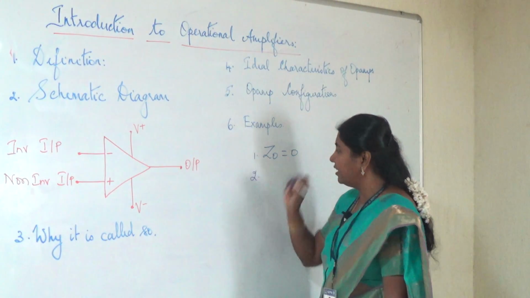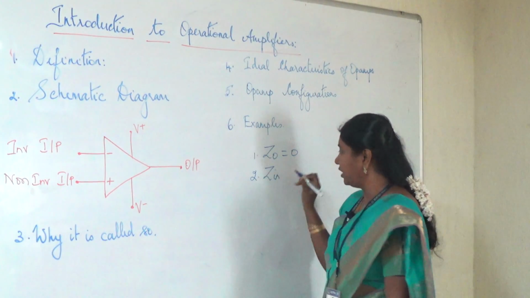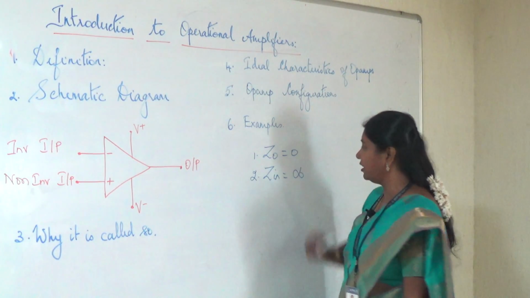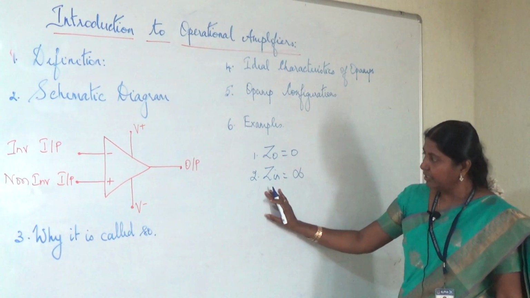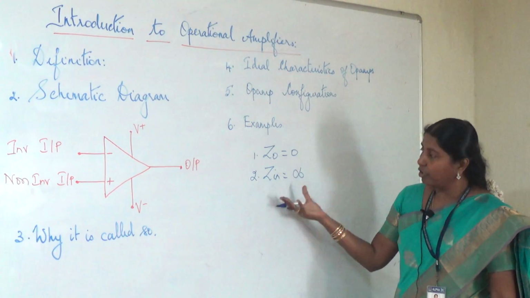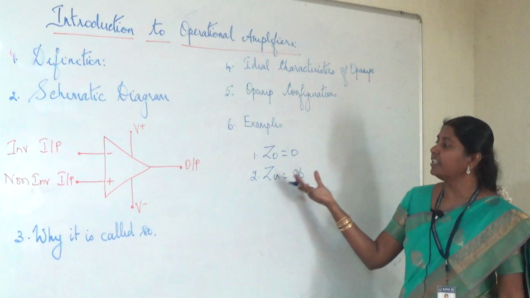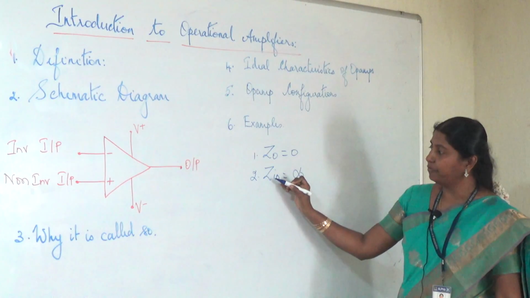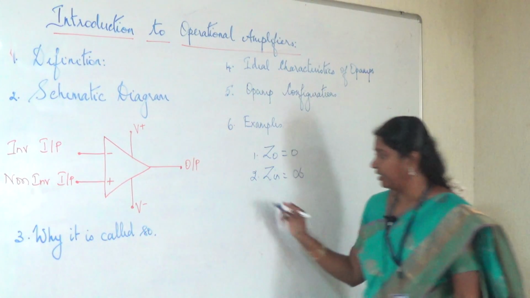The second ideal characteristic is input impedance. The input impedance of an op-amp is supposed to be infinity. The implication is that whenever an input is given, or even if almost 0 input is given, still the output will become a very high value. So that is the meaning of Zin equal to infinity.